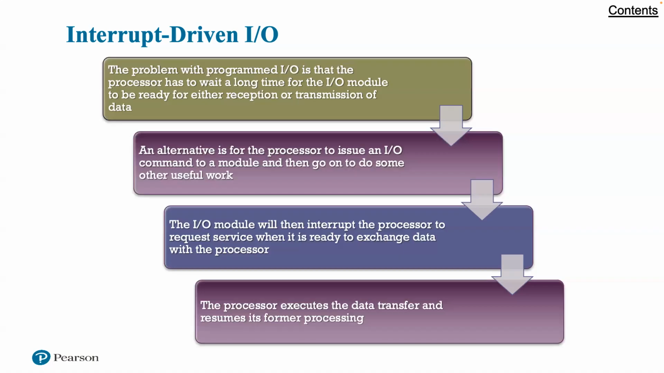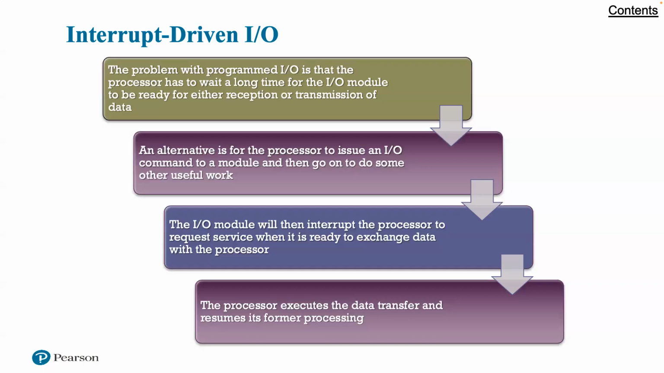When the interrupt from the I/O module occurs, the processor saves the context, for example, the program counter and the processor registers of the current program, and processes the interrupt. So it breaks and then it does what it's meant to do in that break. In this case, the processor reads a word of data from the I/O module and stores it in memory. It then restores the context of the program it was working on or some other program and resumes execution.